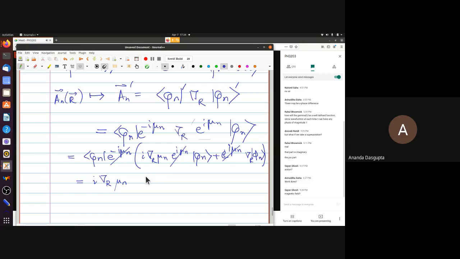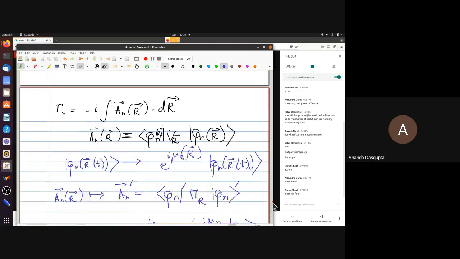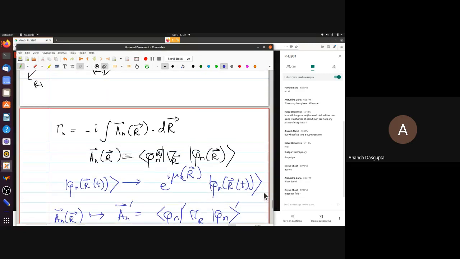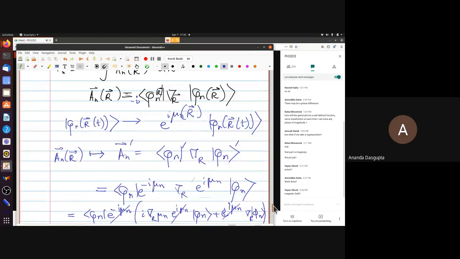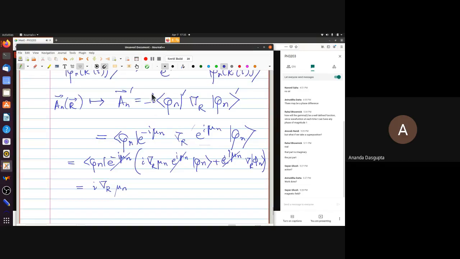Oh, sorry, I made a mistake. I forgot that in the definition of gamma n, when I defined an, I just dropped the i. Gamma n is the integral of an dot dr. There's no minus i here. The minus i is actually introduced here. That's just a cosmetic thing, but it actually makes the thing look a lot neater. So there's a minus i outside.